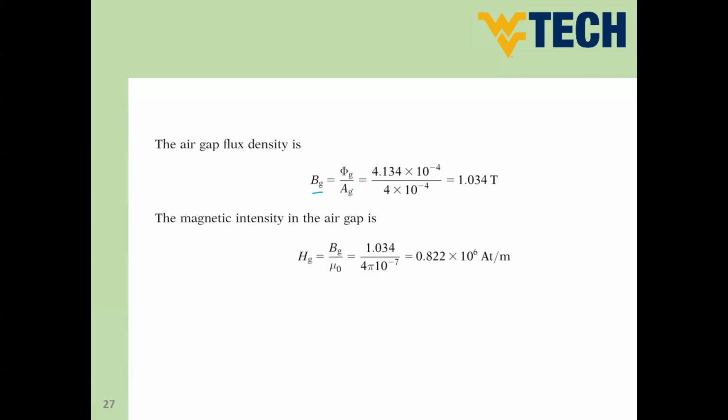So this is BG. It's going to be 1.034 Tesla. And H, you know that we are calculating H for the air gap. So mu equals mu naught only, because mu r for the air gap is 1. And we can get the Hg.